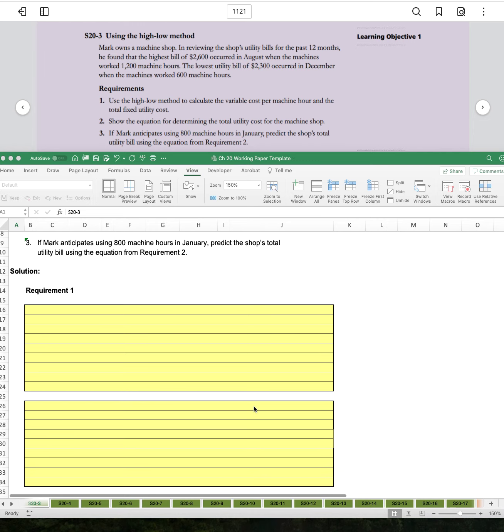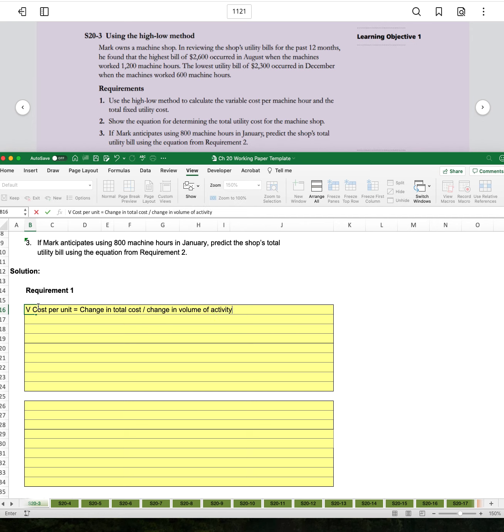So we'll start with, obviously, requirement 1, using the high-low method to calculate the variable cost per machine hour and the total fixed utility cost. So down here, we'll say the variable, we're just going to abbreviate that as V, cost per unit is equal to the change, I forgot the shortcut for delta, so I'm just going to type it out this time, change in total cost divided by change in volume of activity.